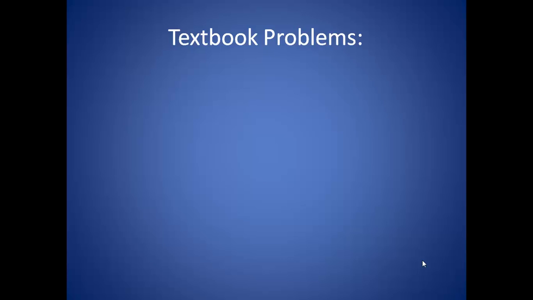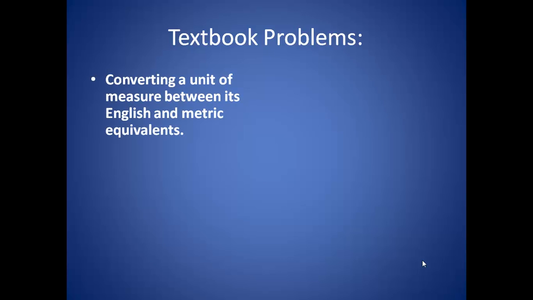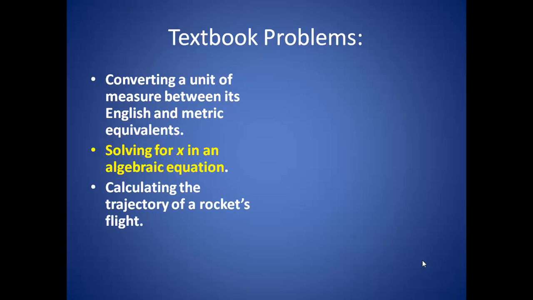So here are examples of textbook problems. Converting a unit of measure between its English and metric equivalent, there's going to be a right answer. If you give them a problem, there's going to be an answer that's acceptable and the rest will not. Solving for x in an algebraic equation. Calculating the trajectory of a rocket's flight, there's going to be a correct answer.